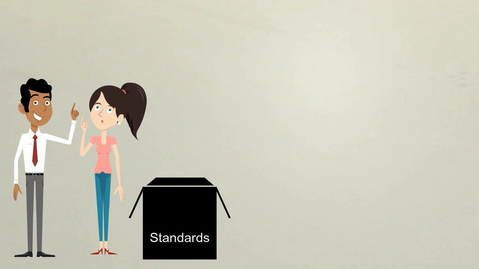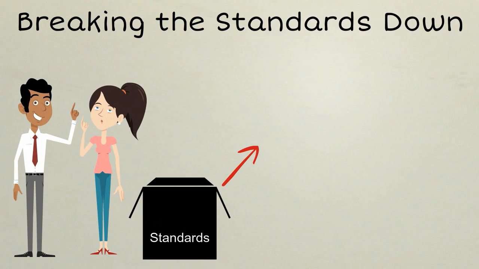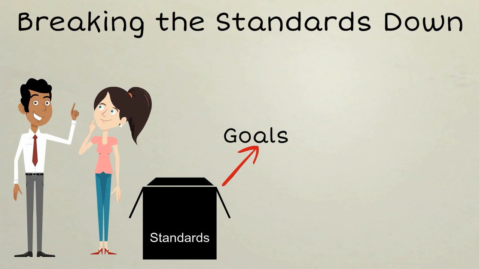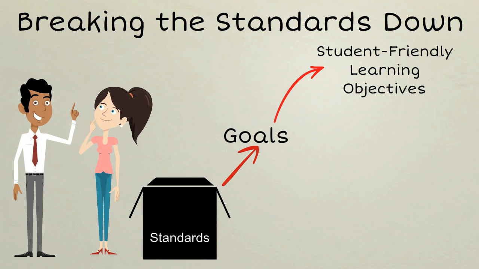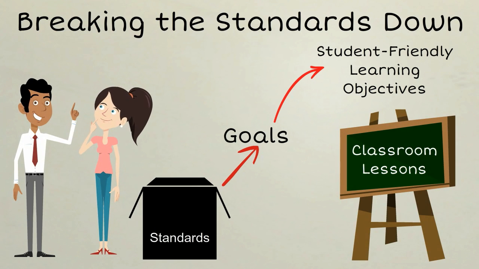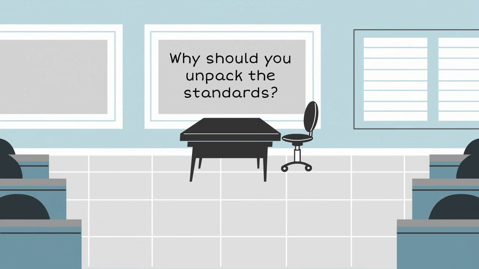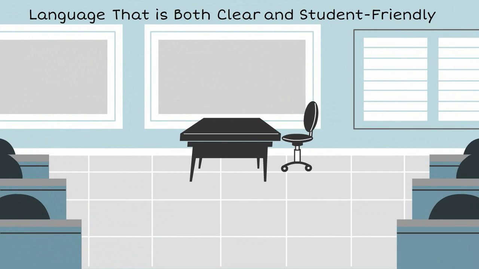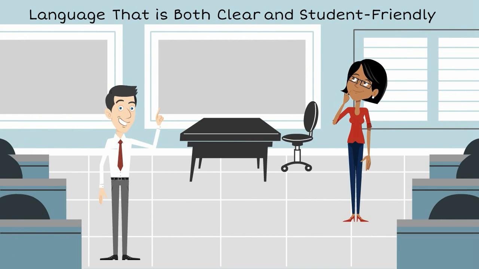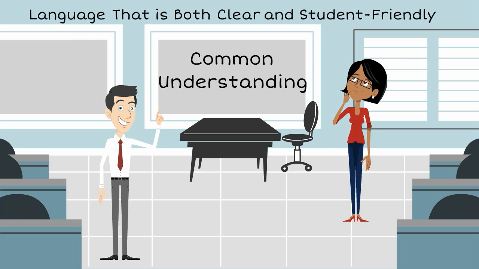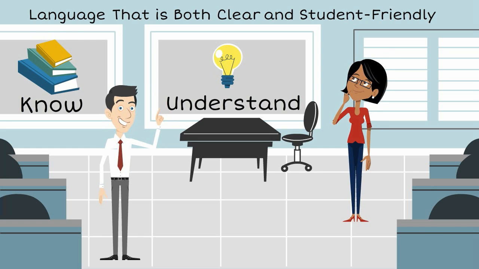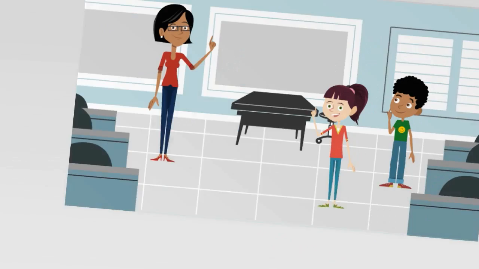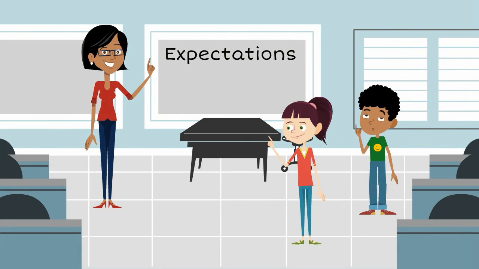Your PLC will accomplish this by breaking the standards down into clear, specific goals that can be transformed into the student-friendly learning objectives for classroom lessons. So why should you unpack the standards? Using language that is both clear and student-friendly enables teachers to come to a common understanding of what they expect students to know, understand, and be able to do. Doing this will help you ensure that expectations are being clearly and consistently communicated to students.